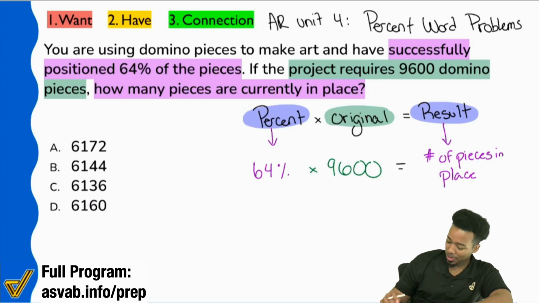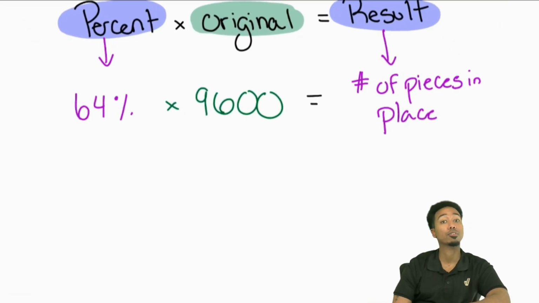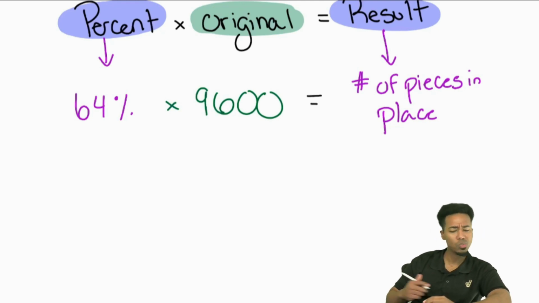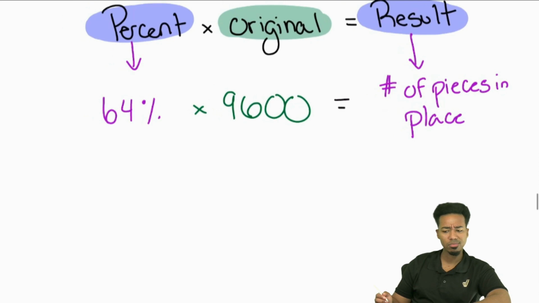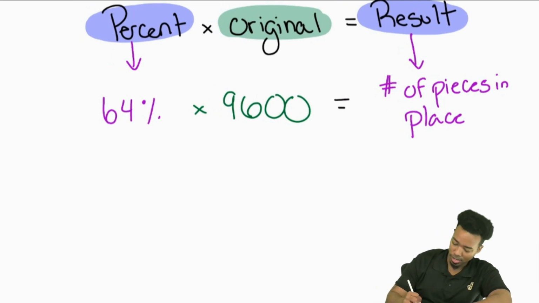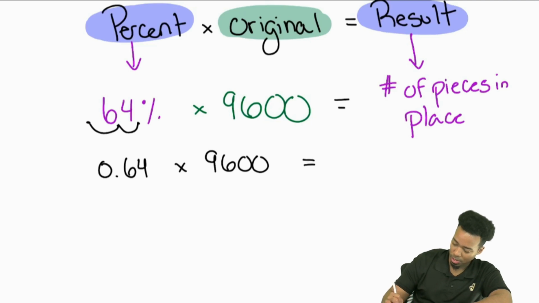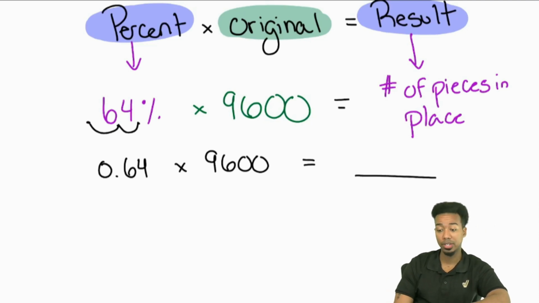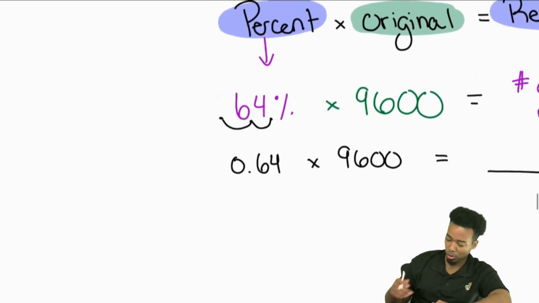So here, everybody, when we multiply by percents, we first have to turn them into what? We got to convert them into a decimal, that's right. So 64%, what does that turn into? 0.64, that's correct. So you move that decimal place over twice to the left. So that's going to be 0.64 times 9,600. And that's going to equal, again, the number of pieces that are in place. Now that you have that there, we're set. We're going to go ahead and actually multiply and we're done.